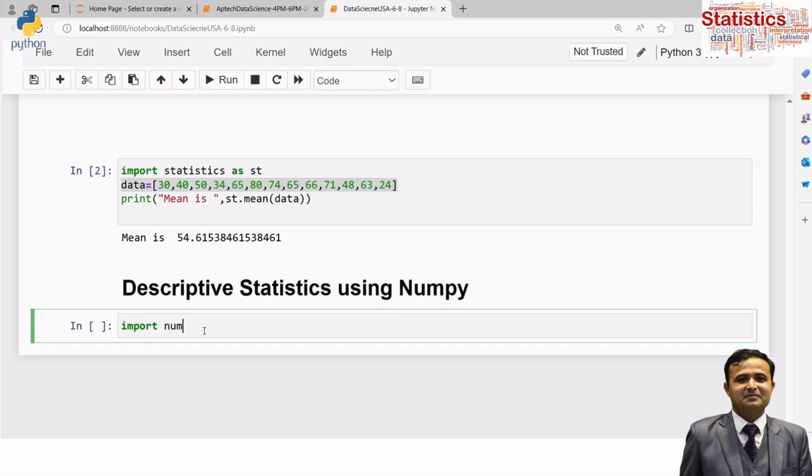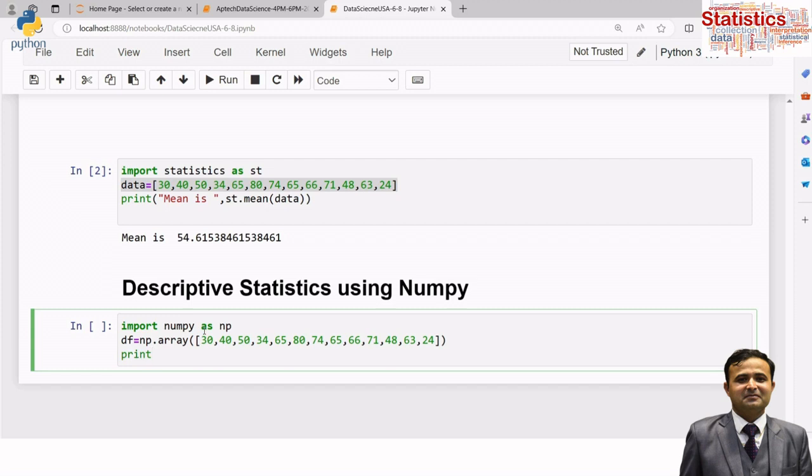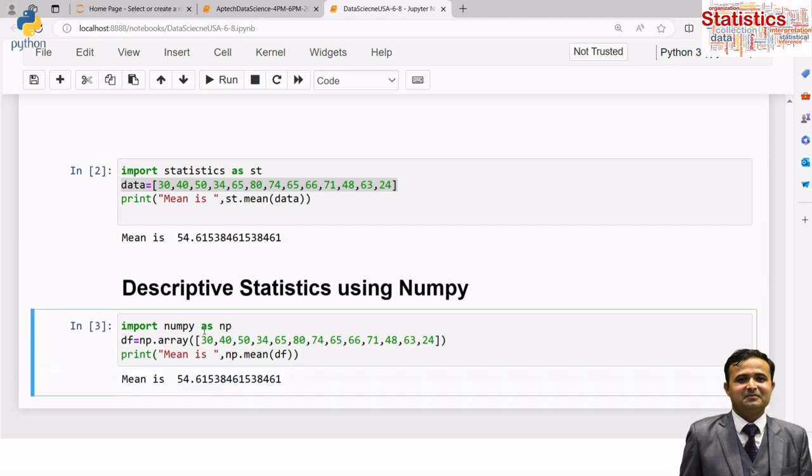Like import NumPy as np. So df equals np dot array, and I think you know very well how to create the array. And after that, mean is np dot mean. So class, you can see all the details.